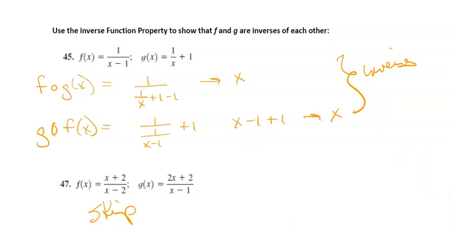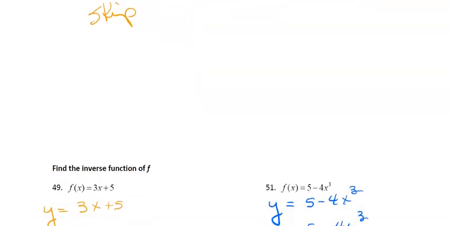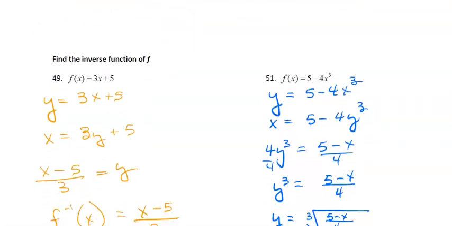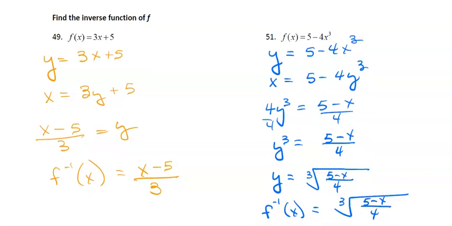Okay, I'm not going to do 47 because I said you can skip that. It's algebraically more complicated, but you're going to get the same result, that those two functions were indeed inverses of each other. Now, this is if I asked you to algebraically find the inverse of the f of x function.